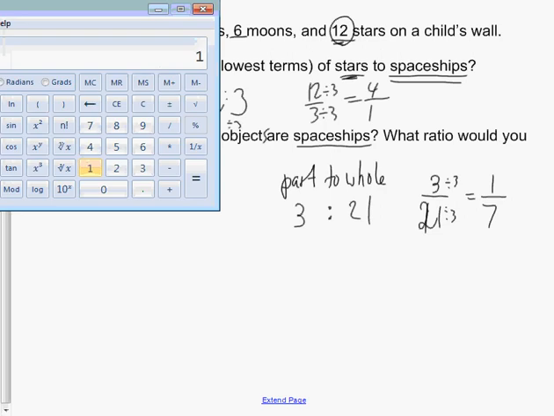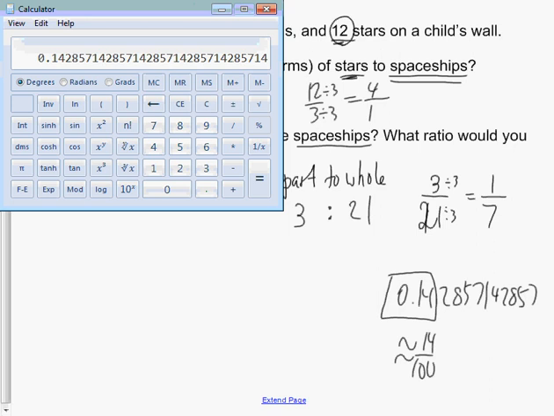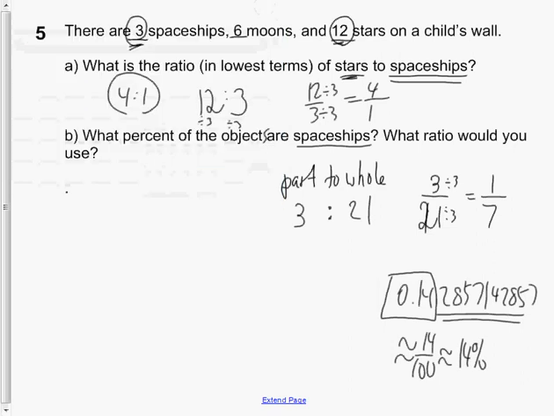So we take 1 divided by 7. It gives us this big massive decimal, 0.142857, etc. But we're really looking for percentages, so we just need to have the hundredths. So we have approximately 14 hundredths, which therefore is approximately, because we didn't use this as our percentage, approximately 14%. So about 14% of the shapes on that child's wall are spaceships is the answer we're looking for.